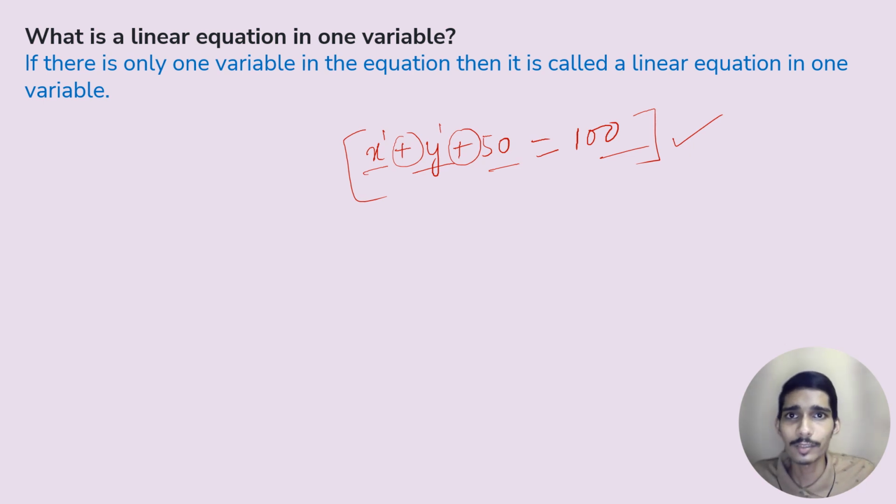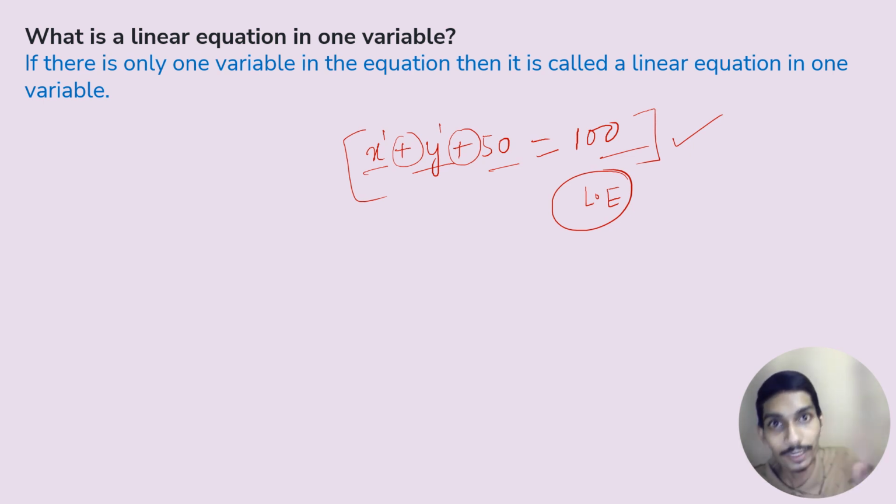In linear equation, we read that the highest power of the variable should be 1. So yes, here the highest power of the variable is 1. So I can say that this is a linear equation, no doubt. But is it a linear equation in one variable? Now, what does linear equation in one variable mean? Variable, we know it means alphabets or letters. So linear equation in one variable means in a linear equation, there should be only one alphabet.